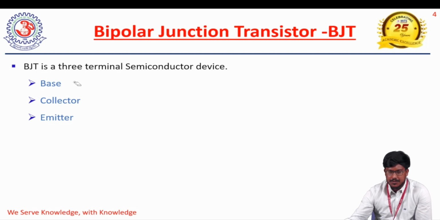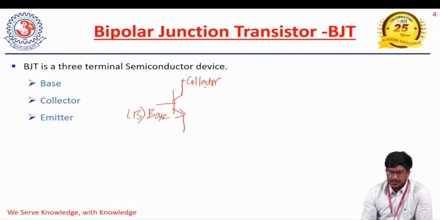And the symbol of the BJT looks like this. This is the symbol we represent for the bipolar junction transistor. This is the base terminal, in short represented as B, this is the collector terminal, represented as C, and this is the emitter terminal. It is a three-terminal semiconductor device. We have two types of BJT based on the direction of the current flow and also based on the structure.